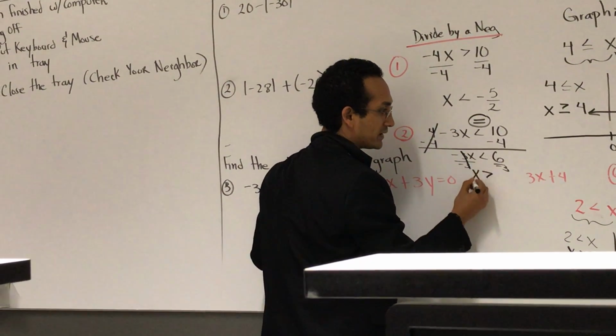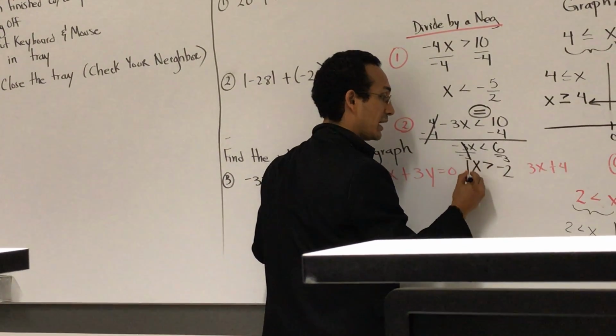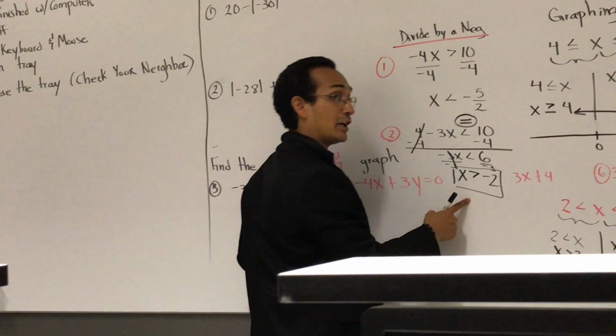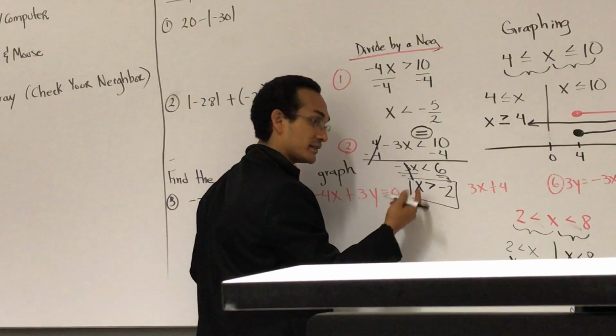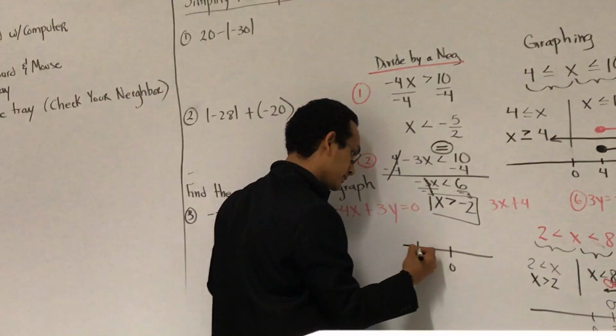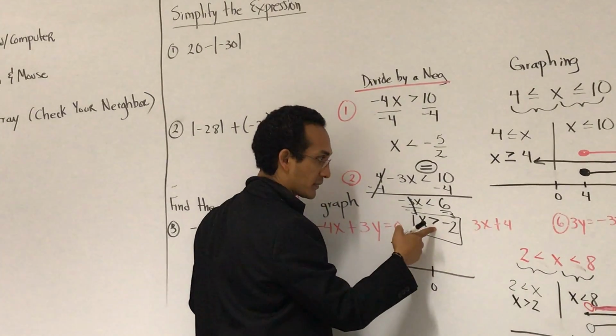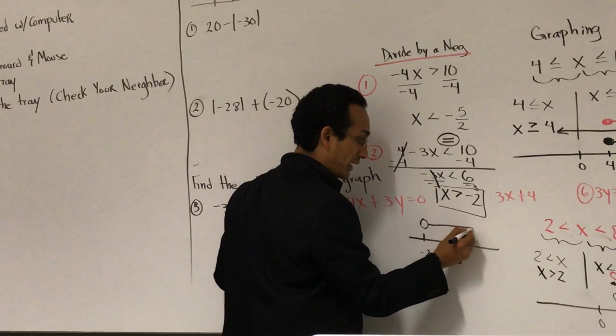Cancels. This becomes x is, what's 6 divided by negative 3? Negative 2. So x is negative 2. And now they ask you to graph it. You can trust it because the arrow goes on the left-hand side. And then you have what? You have 0 here. You have negative 2 here. Open. And negative 2 is going to be open, and it's going to be to the right.